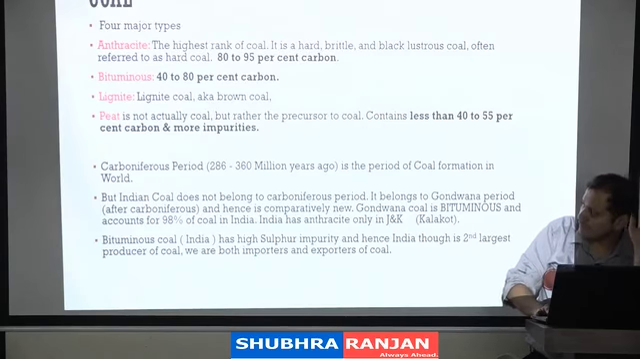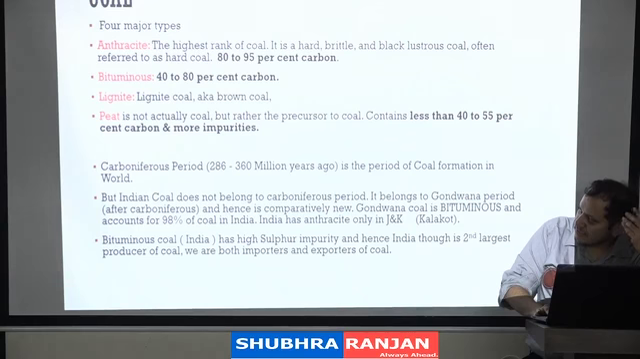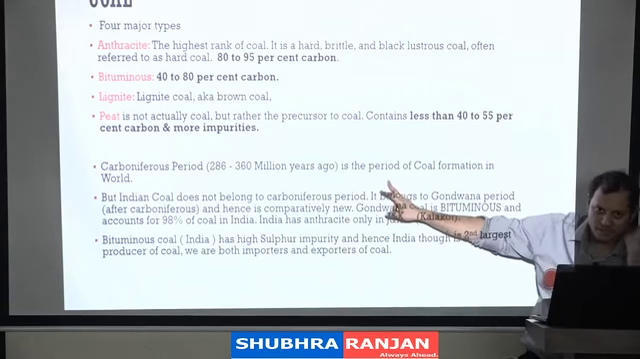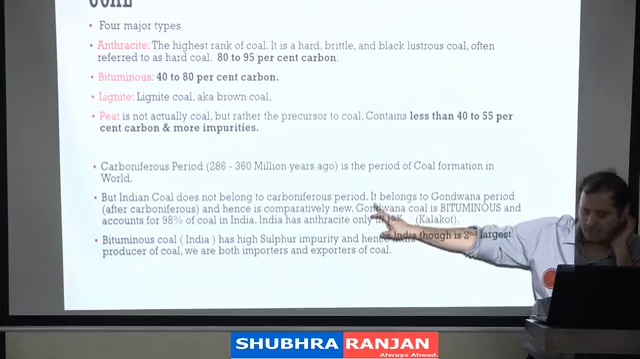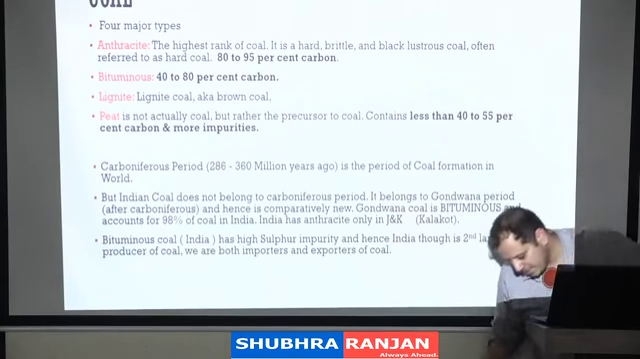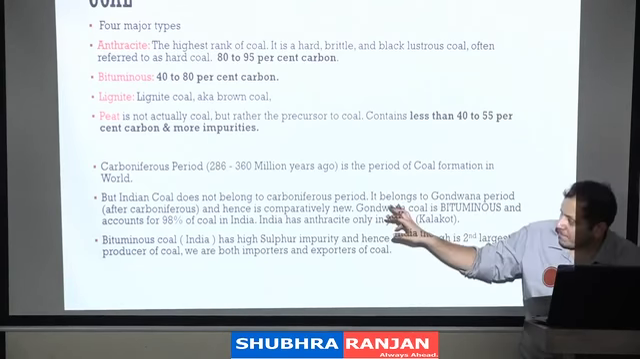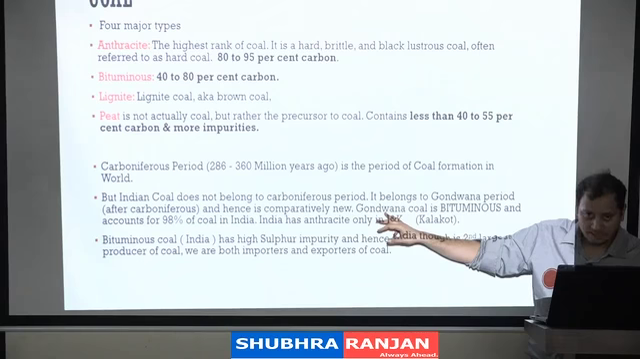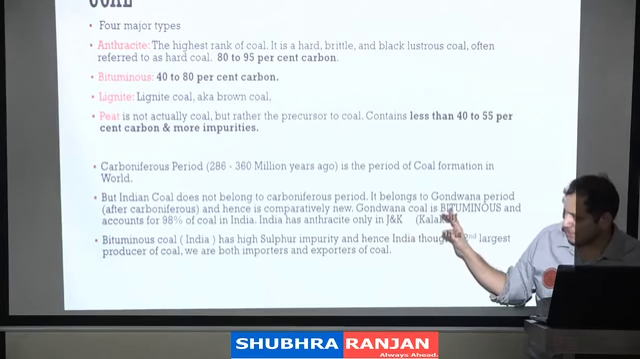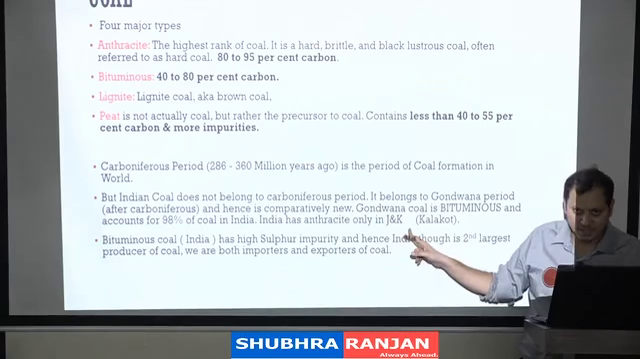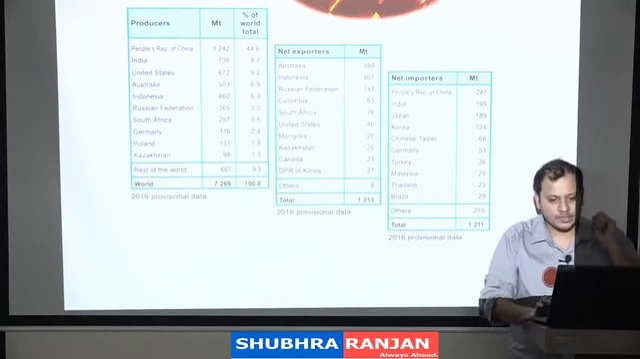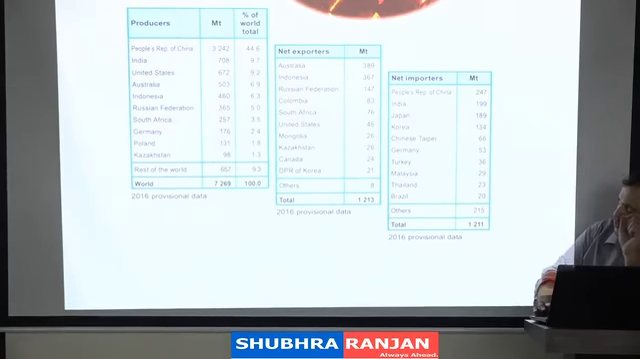Coal, we have done this. Anthracite, bituminous, lignite, peat, we have done this also. So Carboniferous period is the period of coal formation, but Indian coal does not belong to the Carboniferous period, hence it is comparatively new. Gondwana coal is a bituminous coal. India has anthracite only in Jammu and Kashmir. So remember this world distribution.